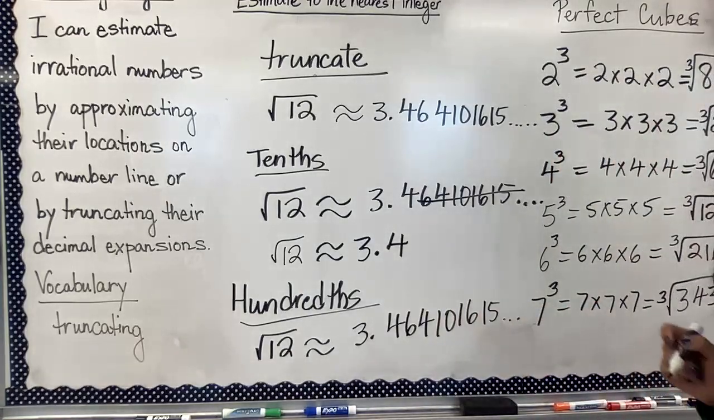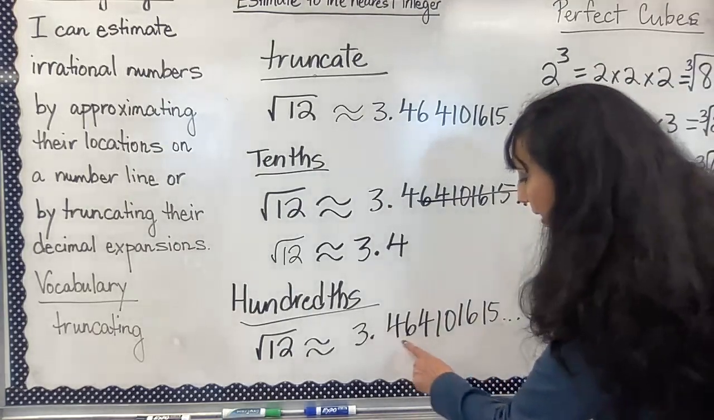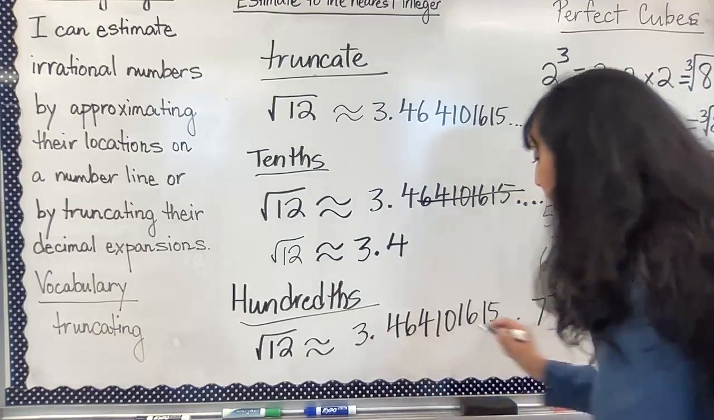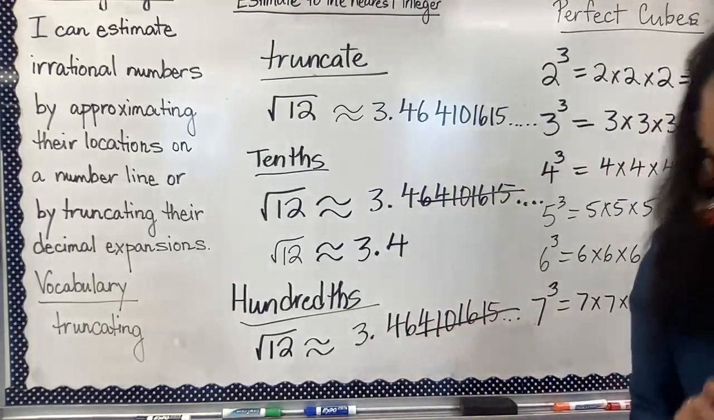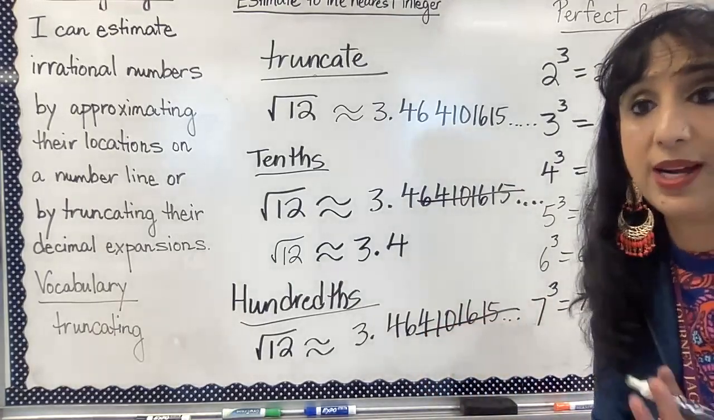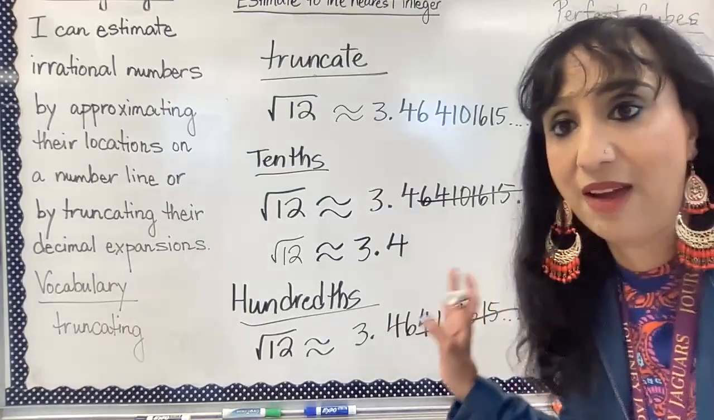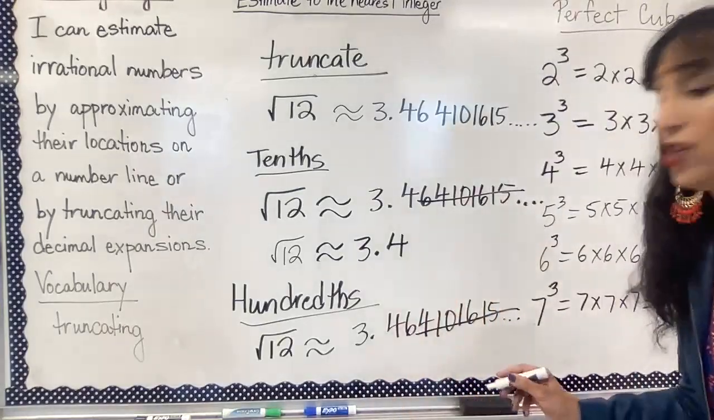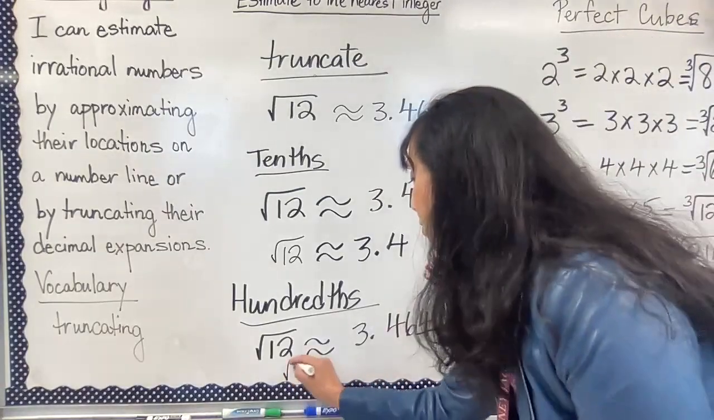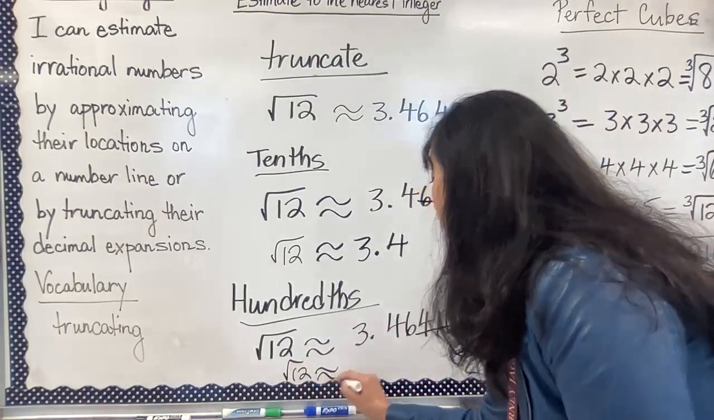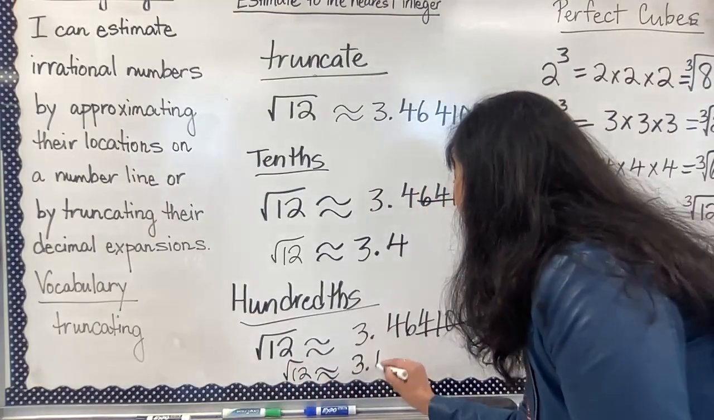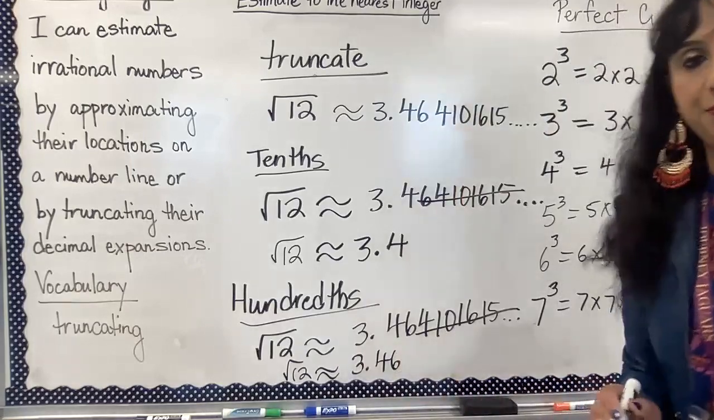Okay, so now where's the 100th place value? I know this is 10, this is 100. So if I'm truncating, I'm removing everything else after that. No rounding required, nothing. Just eliminate everything after that place value. And so for the 100th place value, this would be approximately 3 and 46/100.